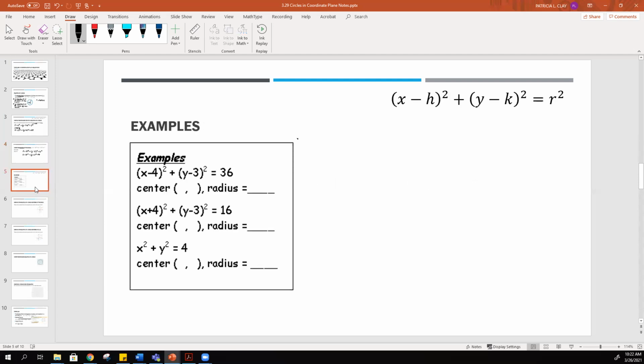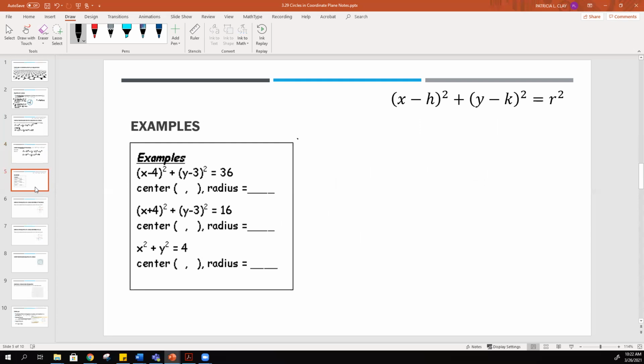This is another way that you can see your problems. Okay. Here's our equation. I wrote it up at the top. So this is in standard form. This time we need to work the other way and find the center and find the radius. Okay, so let's look at our problems.